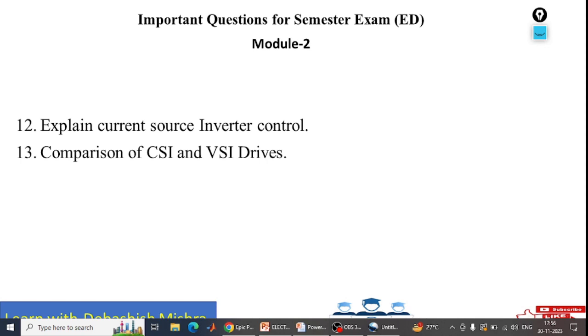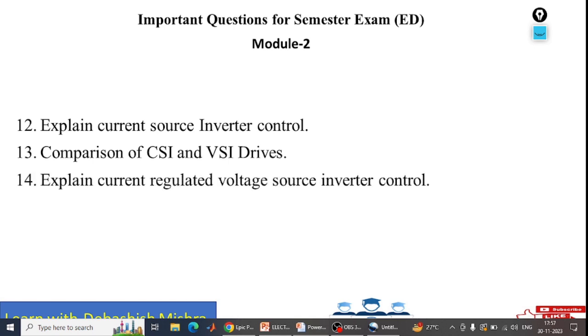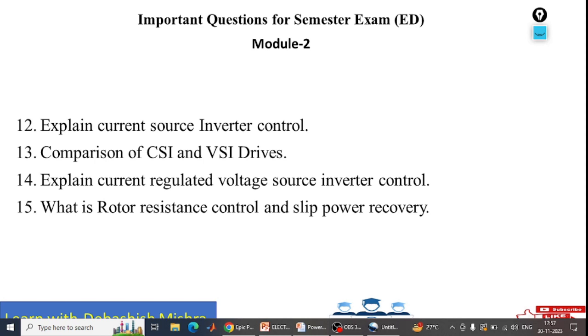This is a very important question. Comparison of CSI and VSI drives. So this comparison may become a 2-mark question, may become a 5-mark question. So you prepare accordingly. Explain current regulated voltage source inverter control. What is rotor resistance control and slip power recovery? I have added these 2 questions as one question, but it can be that what is rotor resistance control is a question, and what is slip power recovery is a question. So you have to prepare both of these.